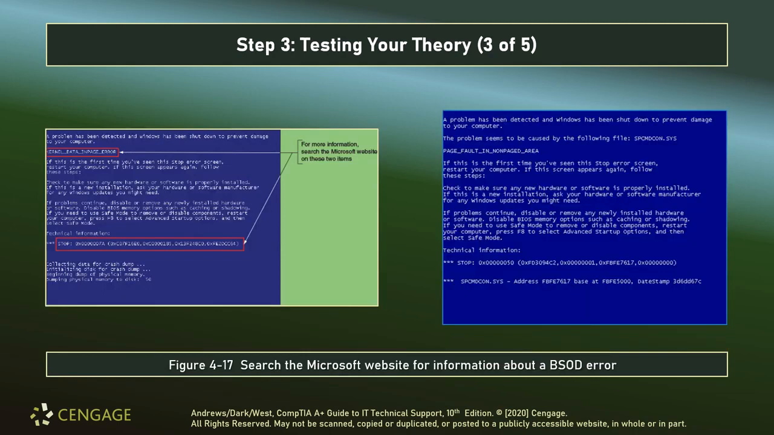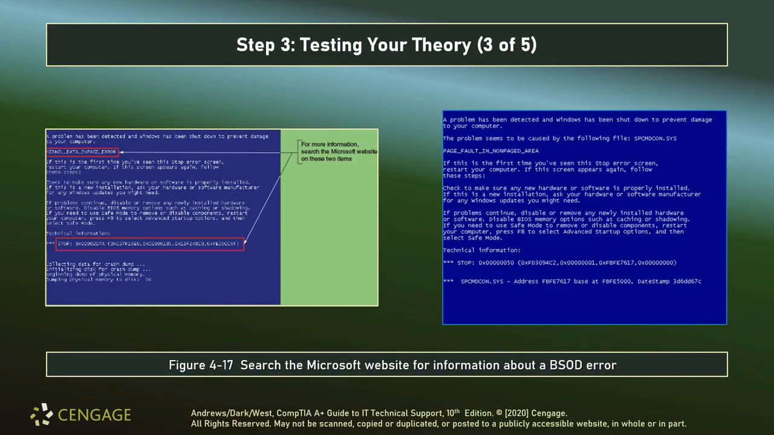So here we see a pair of what we call BSODs, or blue screen of death. And what we're noticing is that there's a lot of information in here, and it makes your eyes kind of cross because it's a lot of text. But what we're looking for are the actual errors and the technical information thereof.